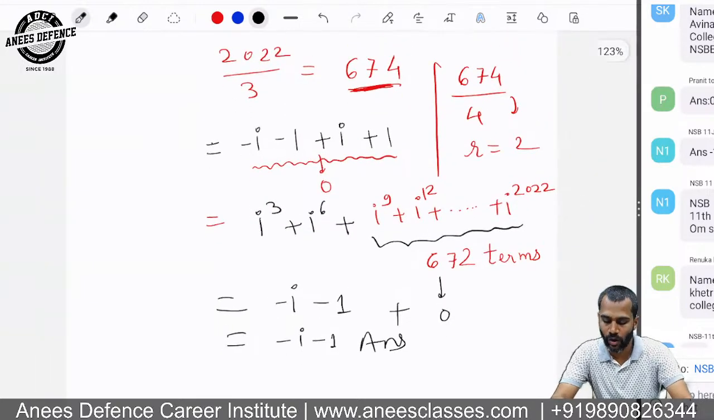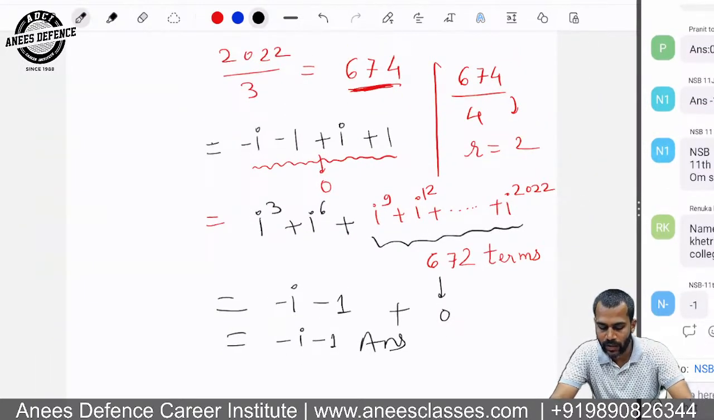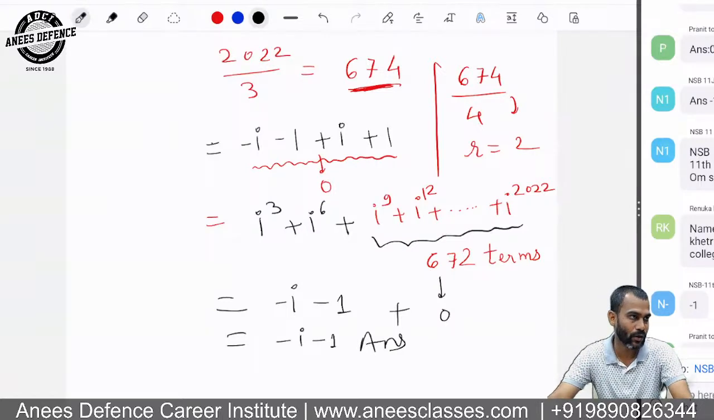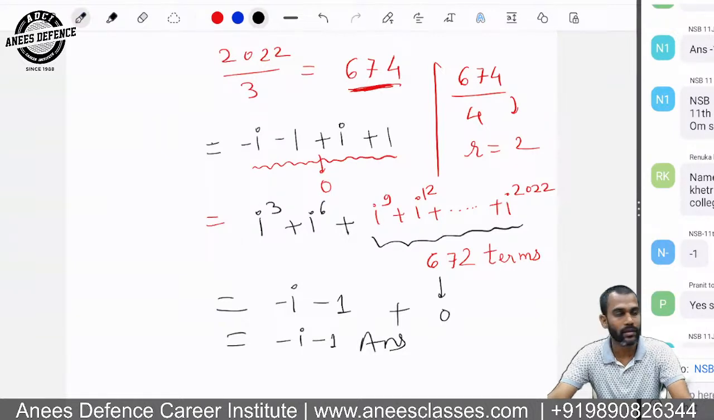Understood? Yes, online students, tell me. Answer is minus iota minus 1. Have you understood? So every time we have to observe the sum of how many terms becomes 0. If it is 4 terms, then we have to take an even number of terms aside. Or if the sum of 4 terms is 0, then what do we have to do?